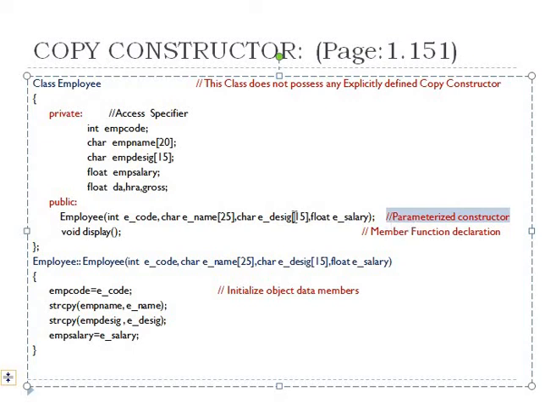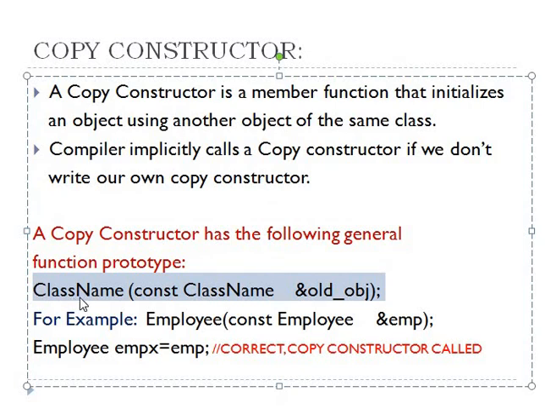Now other than this parameterized constructor, this class identified by the name employee does not possess any other constructors. So we can conclude from here that this class does not possess any explicitly defined copy constructor, because for copy constructor the format of declaring a class should be exactly like this.